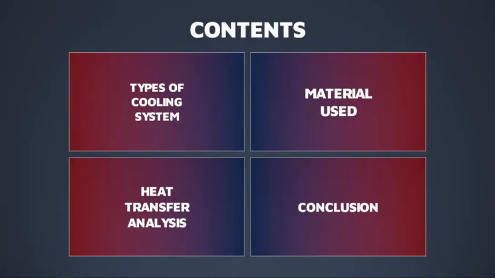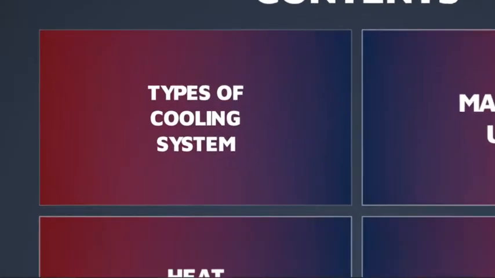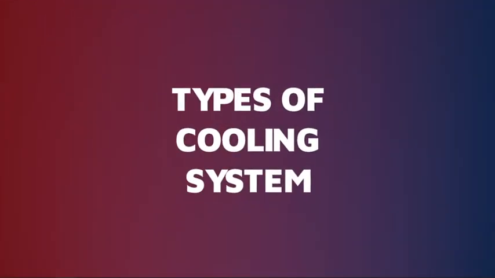We'll discuss it through several sections: the first is the type of cooling system, the second is the material that it uses, and then we'll analyze the heat transfer and conclude. So the first is the type of cooling system. There are two types, which are passive and active.